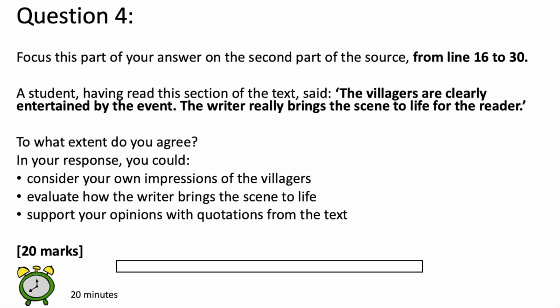Hopefully, you're feeling quite confident now about what the examiner is wanting from you and how you are going to deliver those results. Take 20 minutes to write your response to question 4. Make sure that each paragraph you write includes a personal response to the statement, a clear reason which argues for or against how the villagers are clearly entertained by the event, a quotation to support the reason you have given, a comment on the method used by the writer and its effect, and a comment on how the scene has been brought to life for you as the reader. Aim for 4 developed paragraphs.